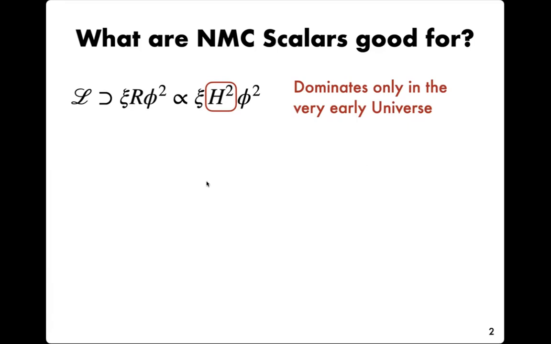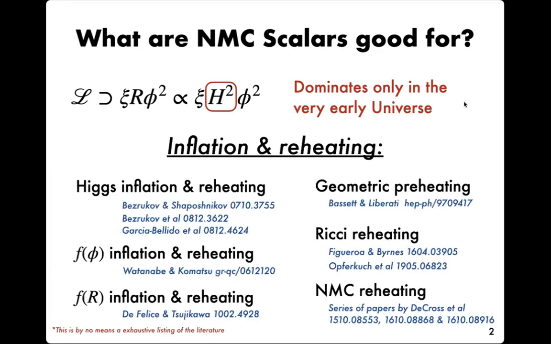And so as soon as you identify that, of course, this Ricci scalar is proportional to Hubble squared, then you start to think, well, these sort of interactions are predominantly going to be useful in the very early universe. And if you have a look through the literature on non-minimally coupled scalar fields, then of course you find this to be the case. A lot of these non-minimally coupled scalar theories are predominantly looked at in the context of inflation and reheating.